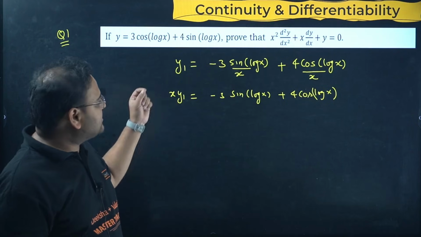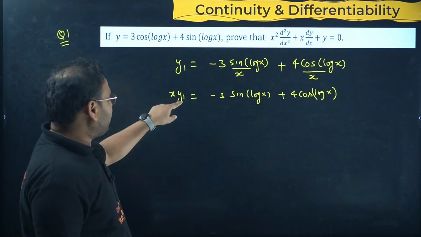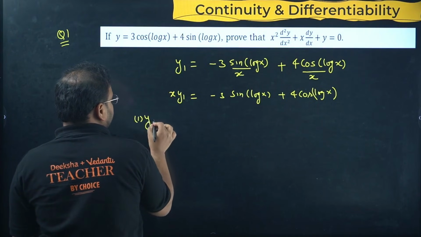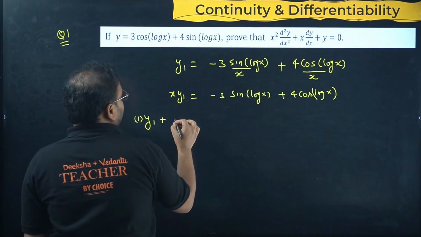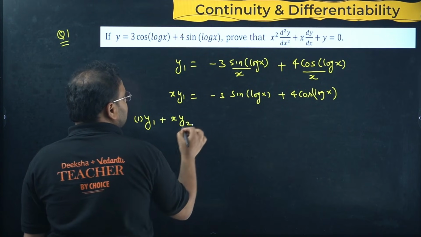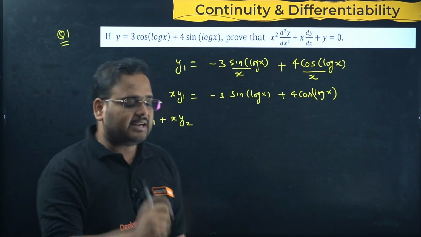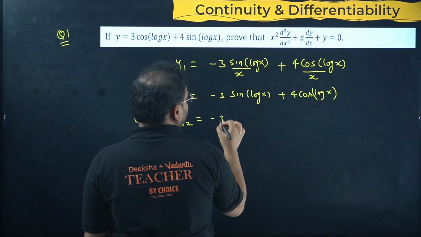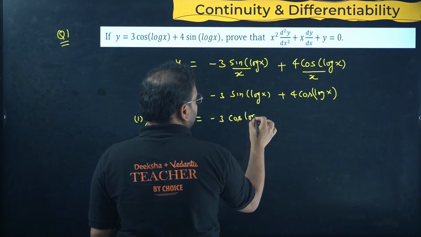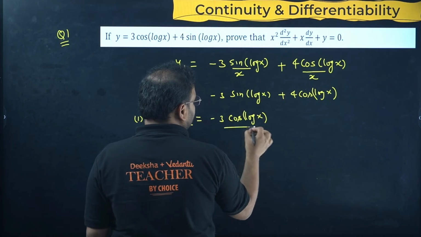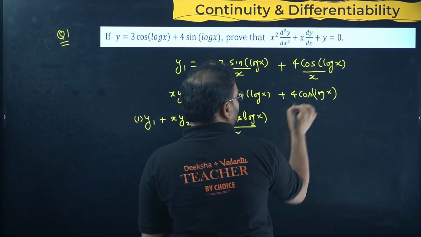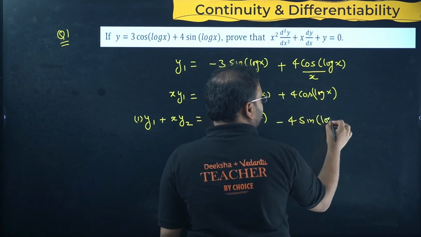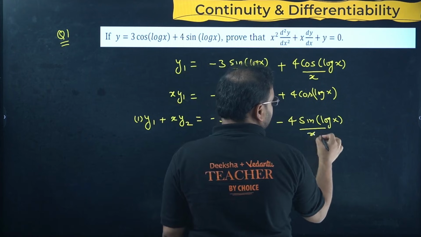Correct. Now differentiate the same equation for the second time. You'll have to apply the product rule over here. If you differentiate x, you'll get simply 1 times y1. But when you differentiate y1, you keep x as it is, and y1 becomes y2. The derivative of the first derivative is the second derivative. Differentiate this sine now. It becomes cos, so minus 3 cos log of x, and the derivative of log is 1 by x. In the same fashion, the derivative of cos is minus sine, so put a minus sign: minus 4 sine log of x, and the derivative of log is 1 by x.